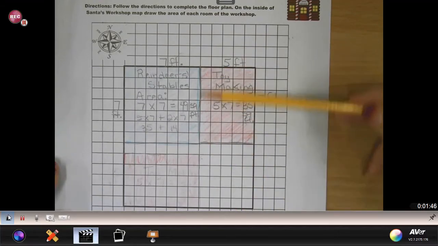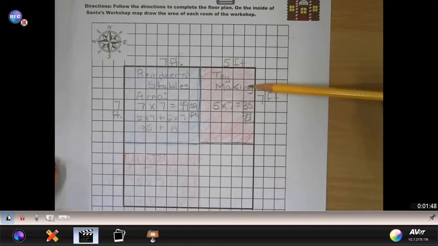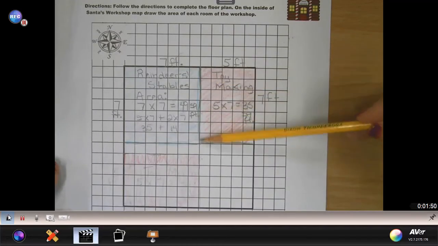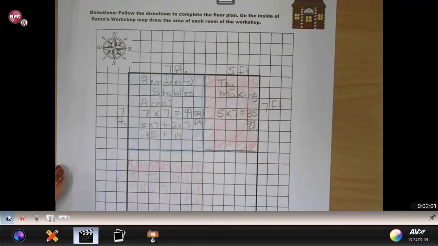And that means that the reindeer stables and the toy making room share a wall. I bet you they have a door here somewhere so that they can take the toys and put them in the sleigh and the reindeer just take off from the stables. So let's take a look at the next one.